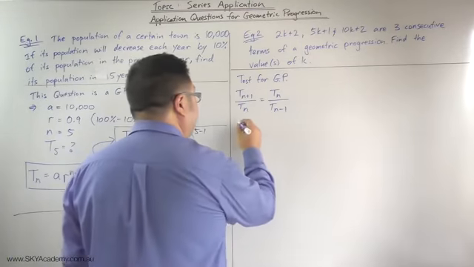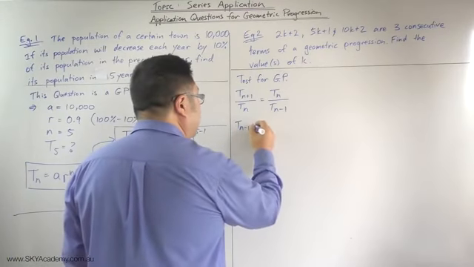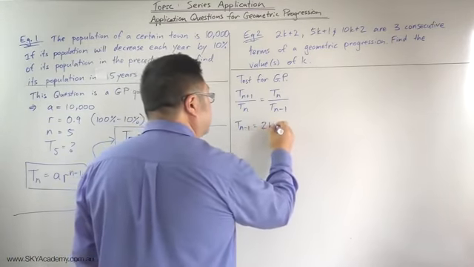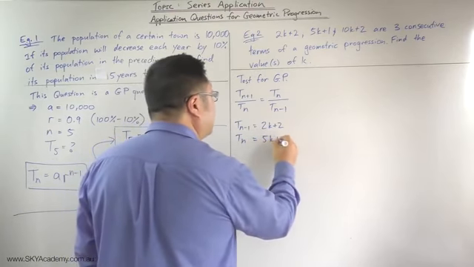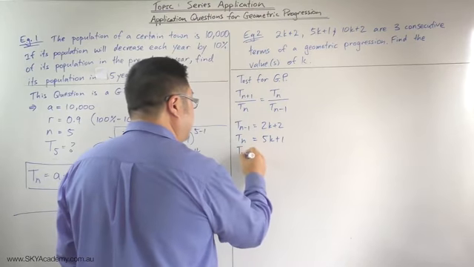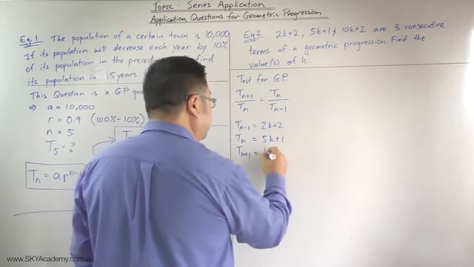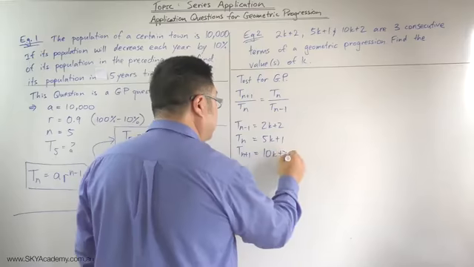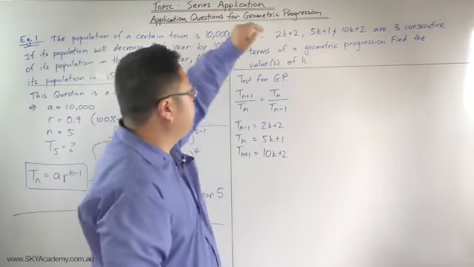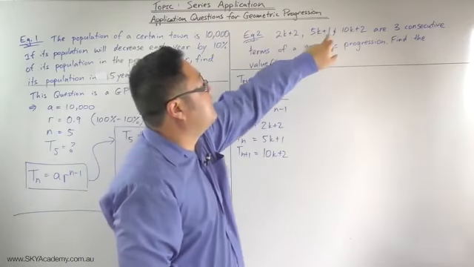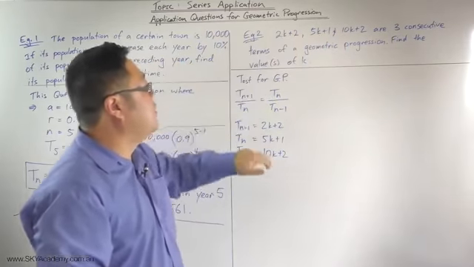Now, let's work it out. Tn minus 1 equals 2k plus 2. Tn equals 5k plus 1. And Tn plus 1 is equal to 10k plus 2. So in other words, what we're saying is this term over this term is equal to this term over this term, or the other way around.